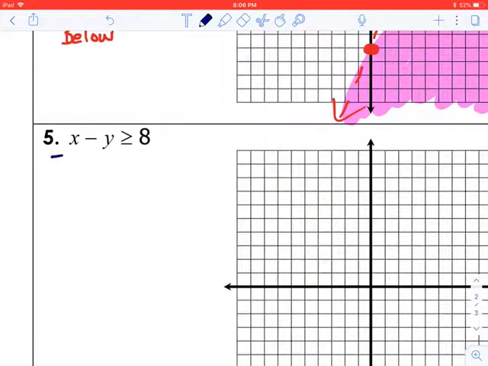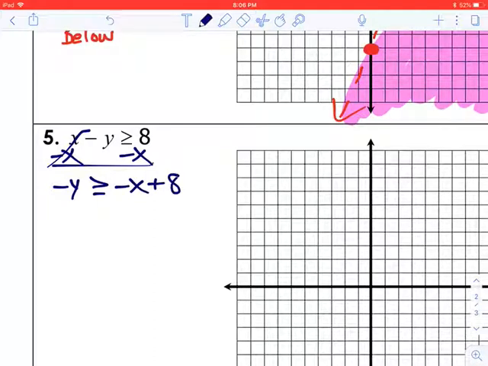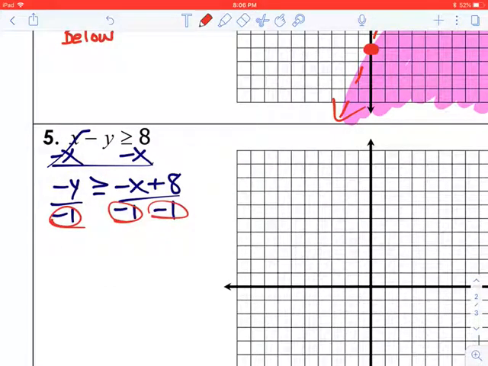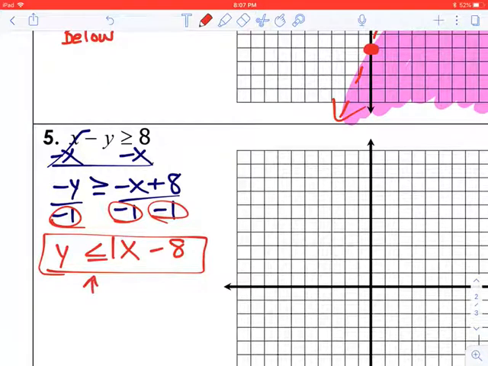So in this case, I've got to subtract x, got negative y greater than or equal to negative x plus 8. And I divide by negative 1. Once again, red flag up in the air for the negative. So I flip it around. Negative divided by negative is positive. Remember, that's 1 over 1x minus 8. 8 divided by negative 1. So there's my inequality. It's going to be a solid line, and I'm going to shade below the line.